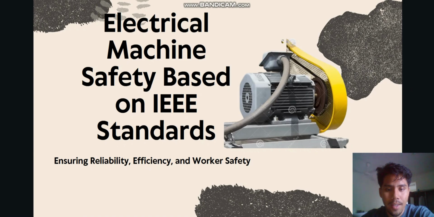Based on IEEE standards. So, what is electrical machine safety based on IEEE standards? It is ensuring reliability, efficiency, and worker safety.